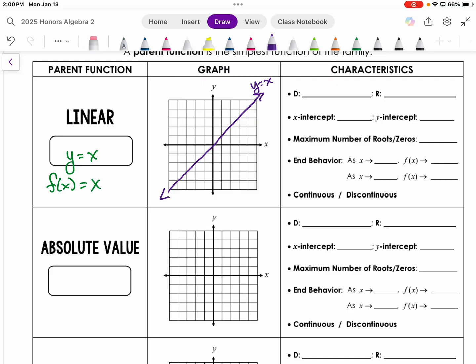Now they asked us to, as we look at the characteristics, what's the domain and range? We talked about domain and range last week.